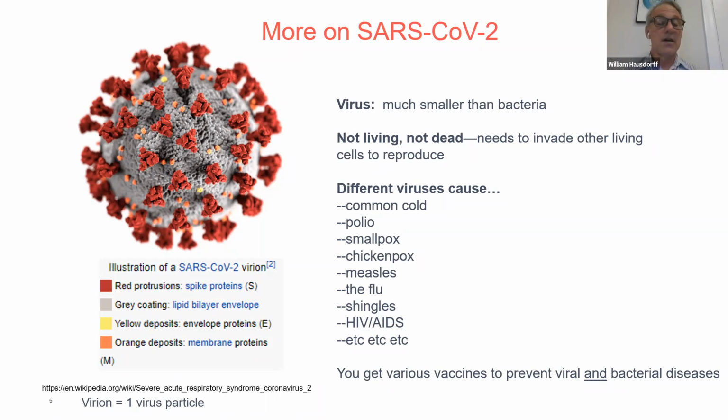If you look at the left side, you see a drawing of the virion, which is like a single virus. And maybe most interesting for this is that the red things that stick out are called the spike proteins. Literally, they stick out of the virus. This is what encounters the cells when it tries to, and it does, invade various cells.